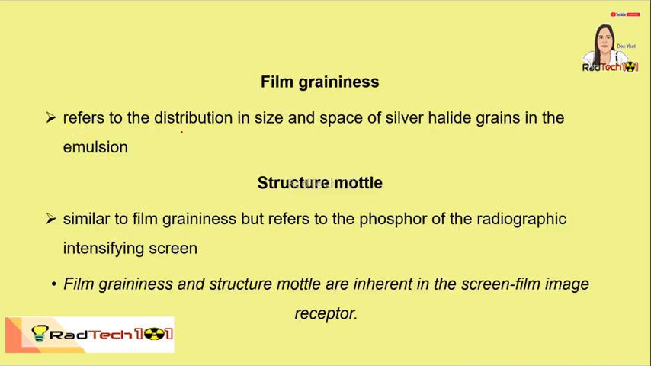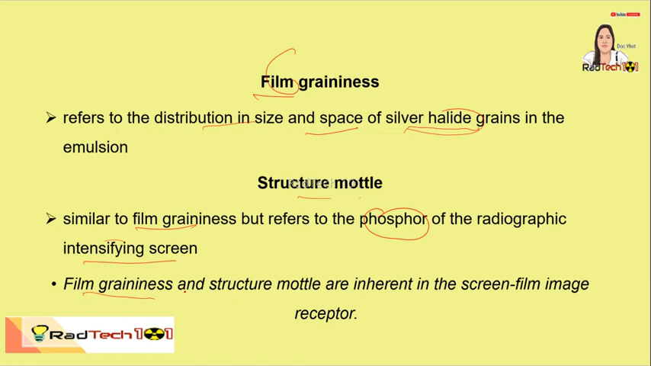For film graininess, this refers to the distribution in size and shape of the silver halide crystals or silver halide grains in the emulsion. Yung pagkakaiba-iba ng sizes and shapes ng ating silver halide crystals sa film, this can also result to film graininess. For structure mottle, similar to film graininess, as I have mentioned, but instead of silver halide crystals na nasa film, this refers naman to the phosphors present in the intensifying screen.